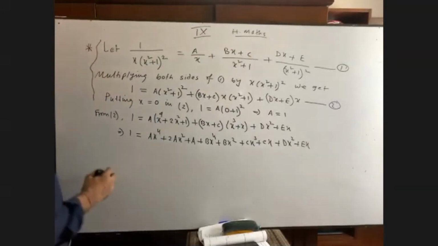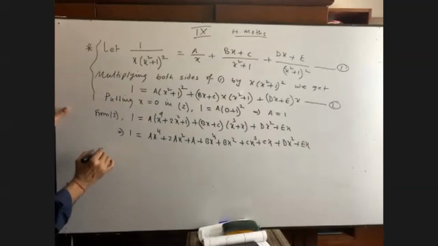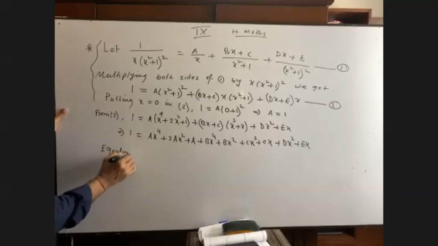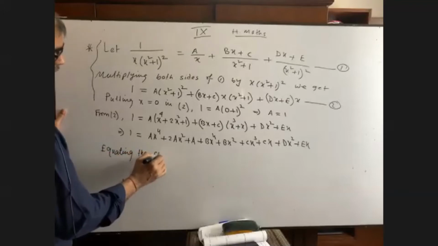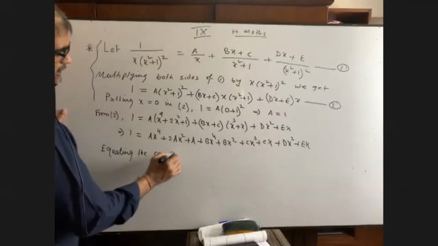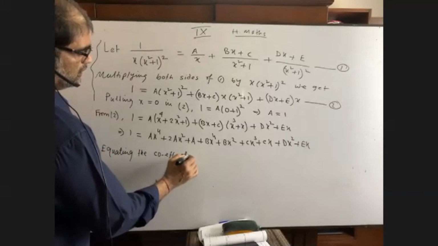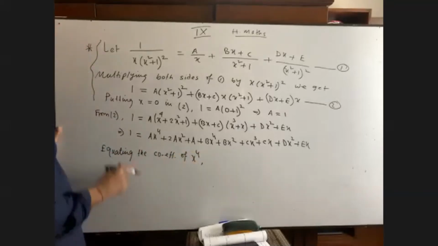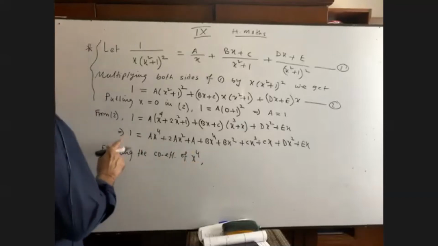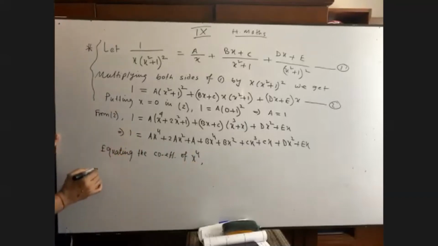Now equating, can you please tell me? Equating what? x to the power 4. Yes. Equating the coefficient of x to the power 4. There is x to the power 4 on the left hand side in this format, 0 into x to the power 4. That is, the coefficient of x to the power 4 is 0.